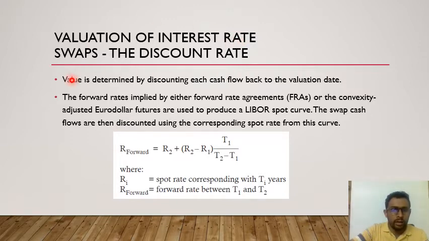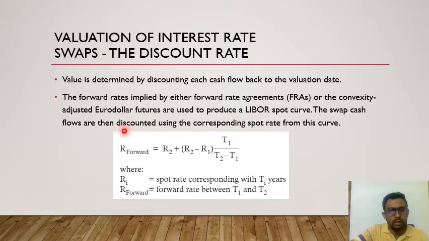So the value of this interest rate swap is determined by discounting each cash flow back to the valuation date. Usually the rate used is either implied by forward rate agreements, or the convexity adjusted Eurodollar futures are used to produce the LIBOR spot curve, and the swap cash flows are discounted using the corresponding spot rate from this curve. There is a whole different concept that we'll talk about.